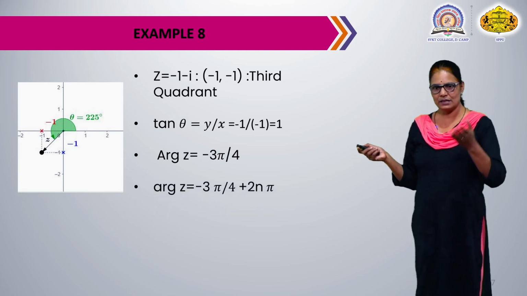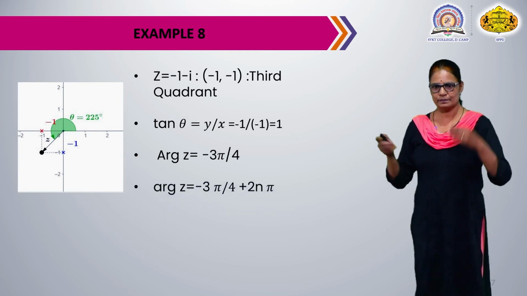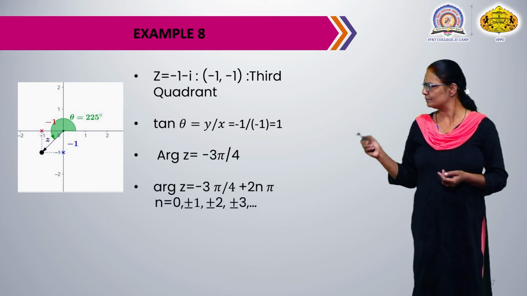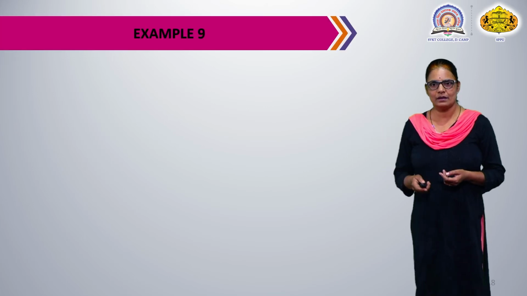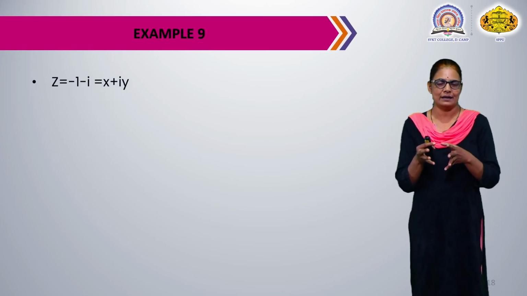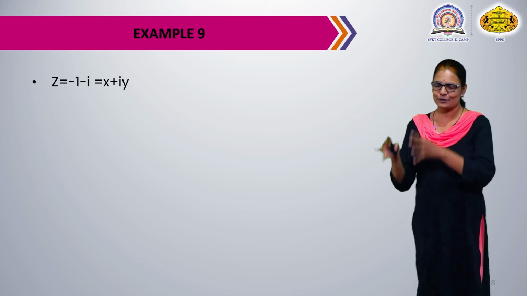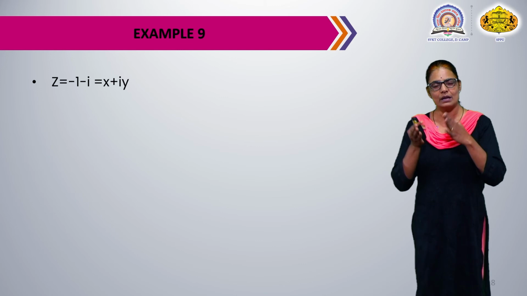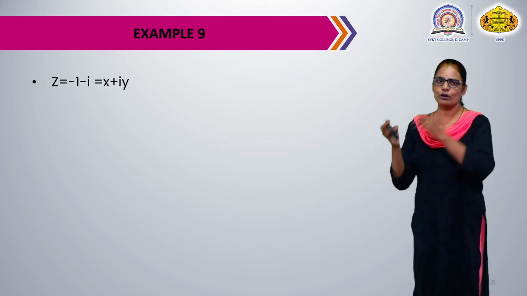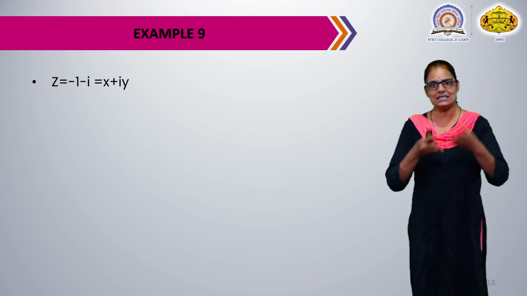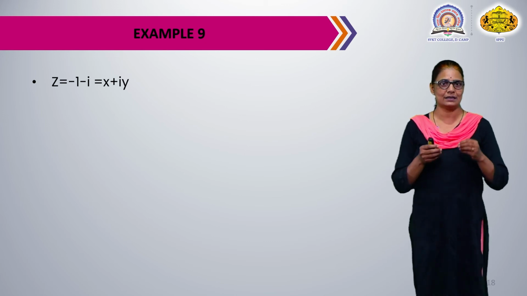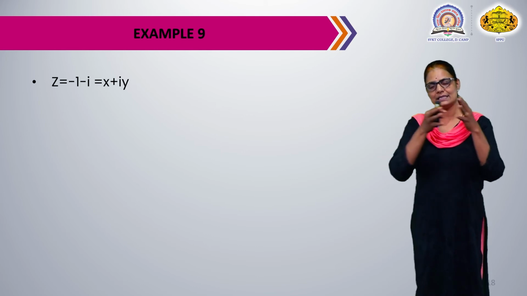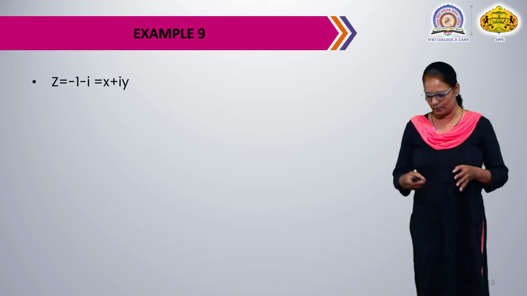So here, find the argument of z by using the regular formula. If you are able to find the principal argument or argument of z, you can easily write the complex number either in polar form or in exponential form. So let us consider some examples. We write the complex number in exponential form as well as in polar form.